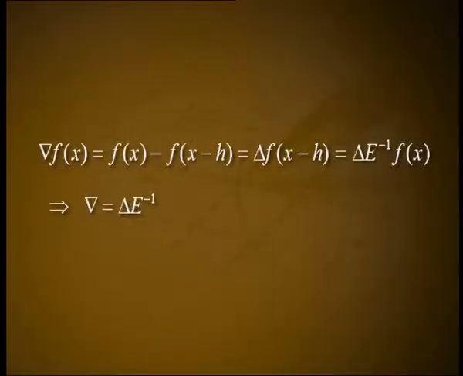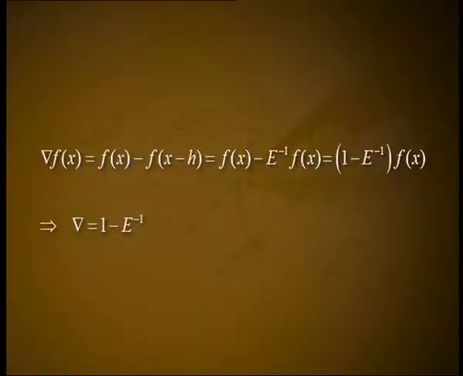Number 3: del equal to delta into e raised to minus 1. Proof. Consider the function f of x. Del f of x equal to f of x minus f of x minus h. That is equal to delta of f of x minus h. That is delta into e raised to minus 1 of f of x. This implies del equal to delta into e raised to minus 1.